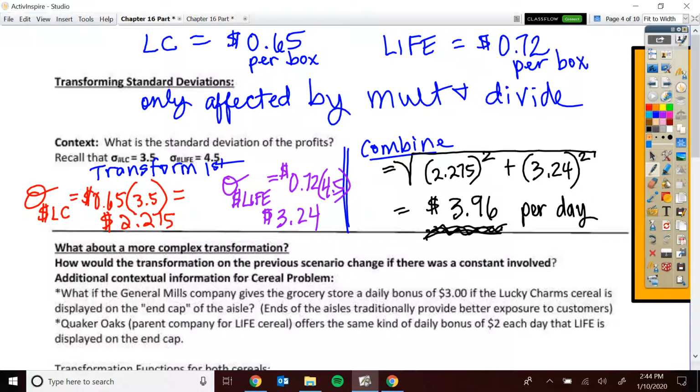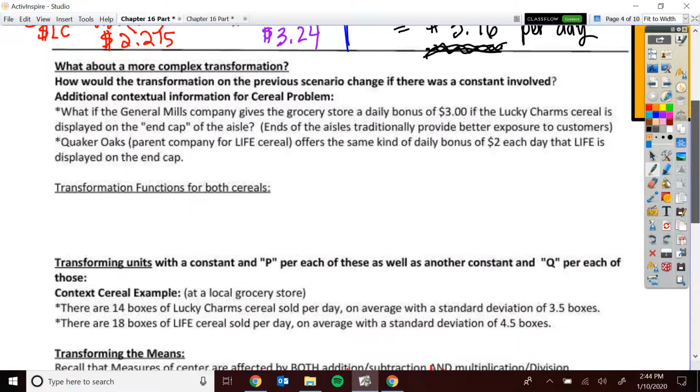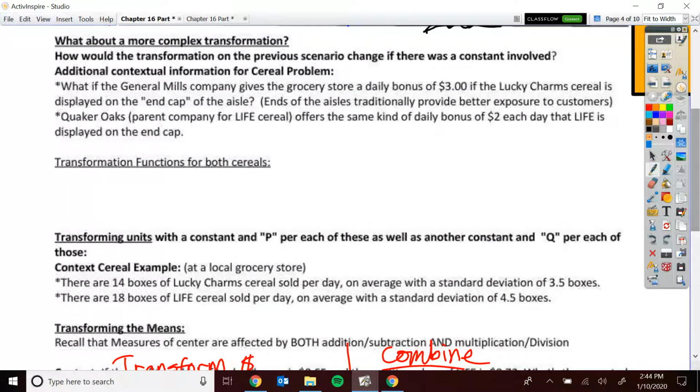All right. Last thing of learning is just a transformation that's a little more complex, because transformations are not always just 65 cents per. They're not always just per. Sometimes they will have a constant involved, okay? So here now we have a constant. What do we typically do with just a constant amount? It just gets added or subtracted. Not like 65 cents per box.